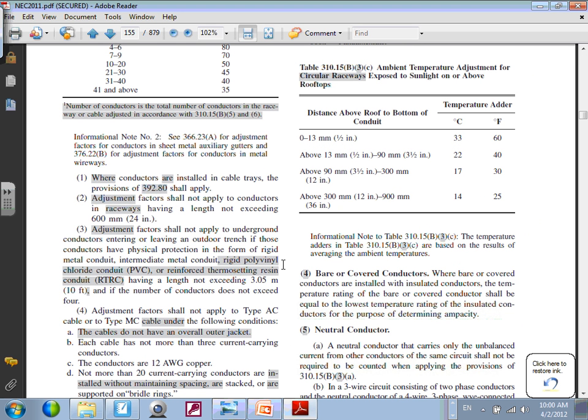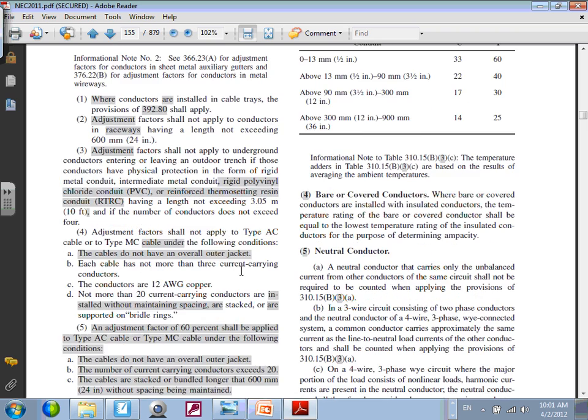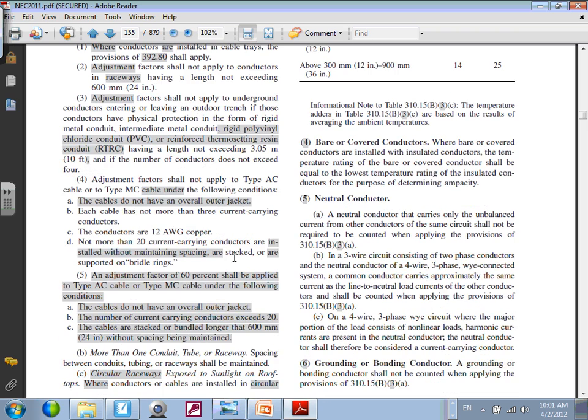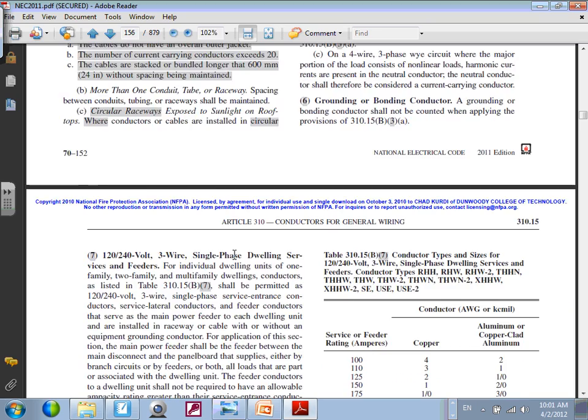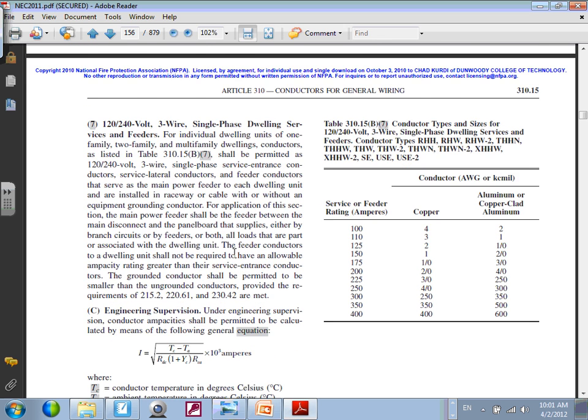Are they using rigid on the roof? Any conduits: rigid, PVC, usually EMT, or any type of conduit. I wonder what the melting point of PVC is. Okay, we'll research that one for you.